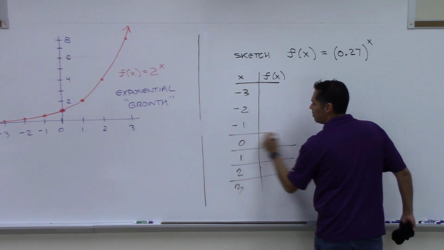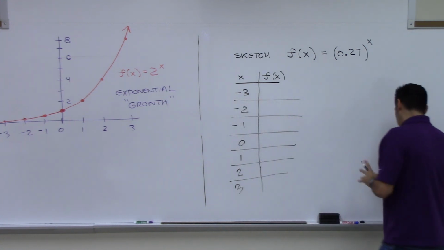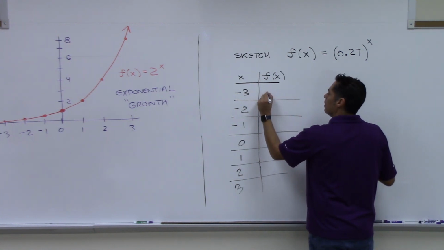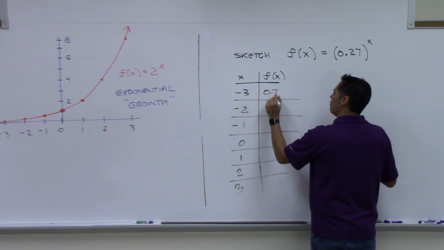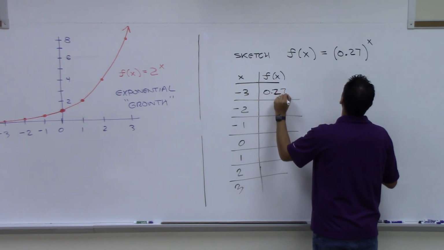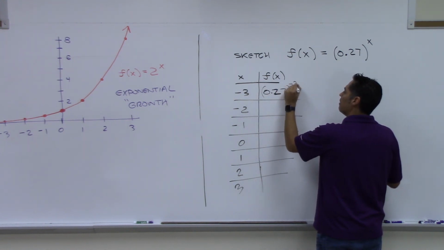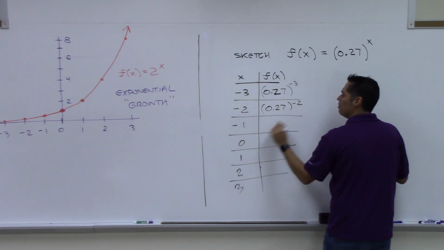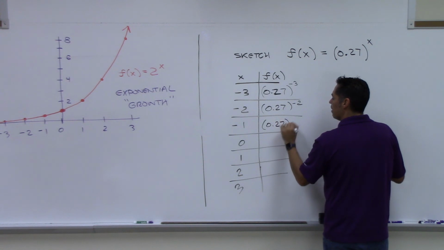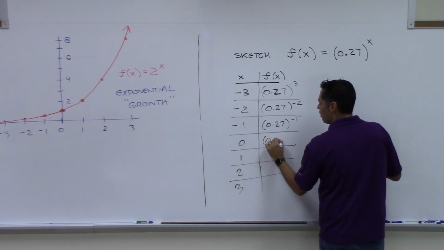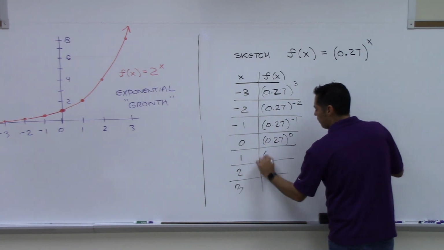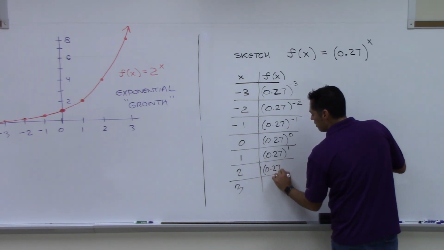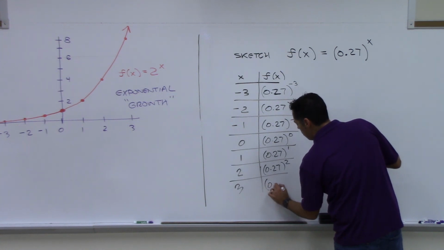Everybody got their calculators ready? You're going to be doing 0.27 raised to the negative 3. You're going to go 0.27 raised to the negative 2, 0.27 raised to the negative 1, 0.27 to the 0, 0.27 to the first power, 0.27 to the second power, and so on.